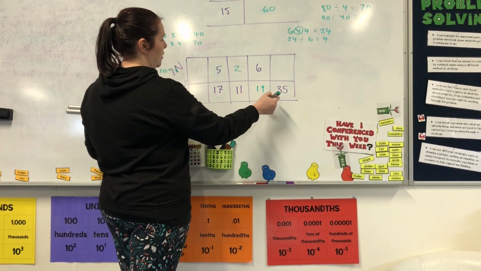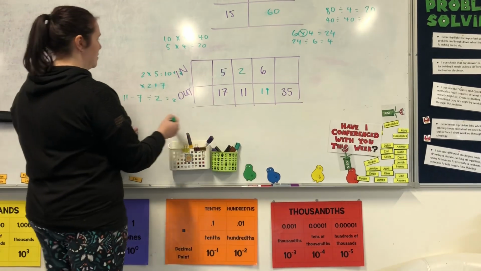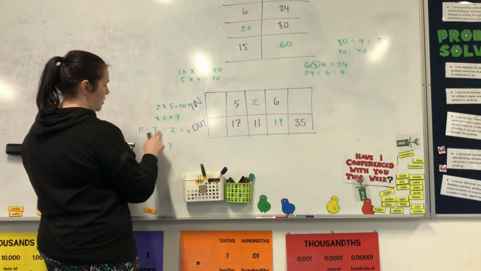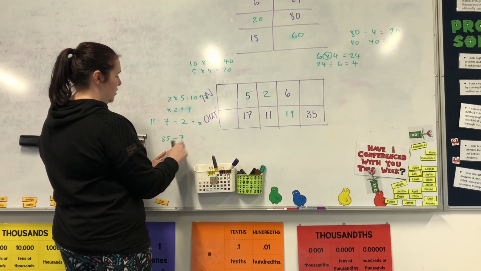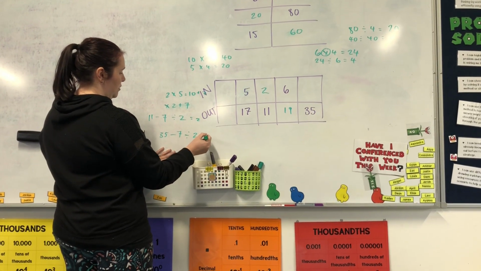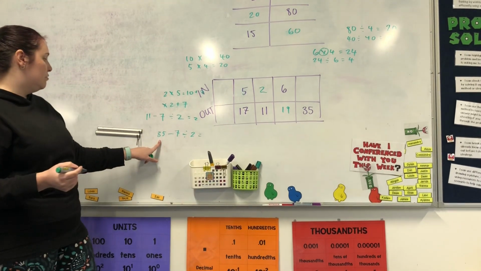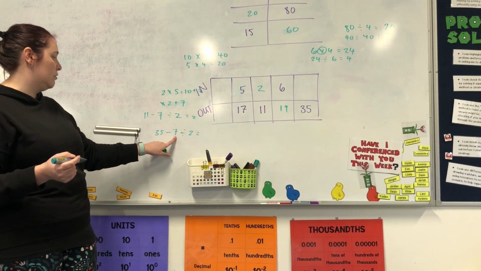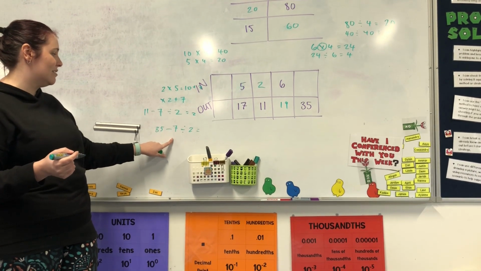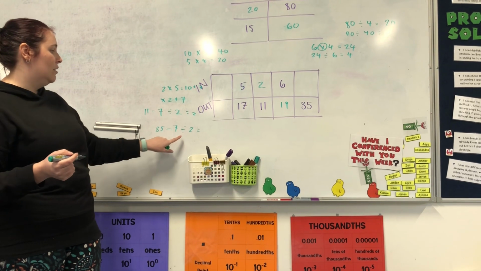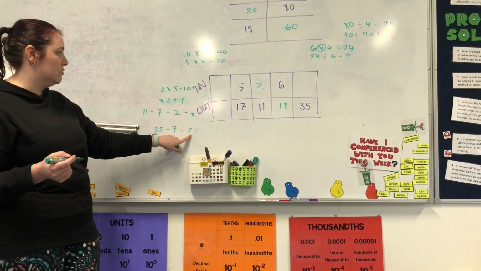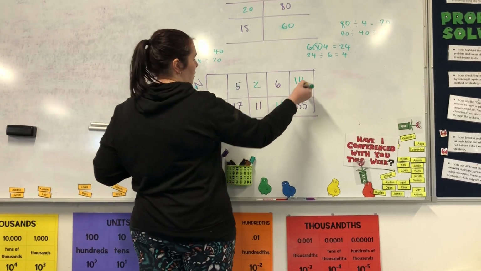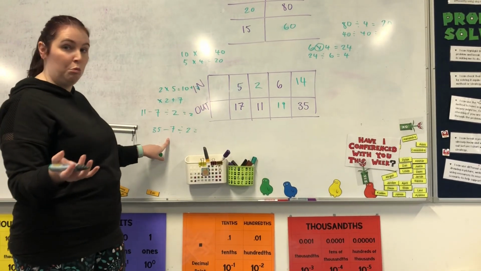That works. 35, got to work backwards. 35, take away 7, because that's our rule, plus 7, take away 7, divided by 2. Let's see if I can do it. 35 take away 7, well 5 gets me to 30, and there's 2 left over, gets me to 28. And then 28 divided by 2 is what, 14? So that fits. So that could be my rule.